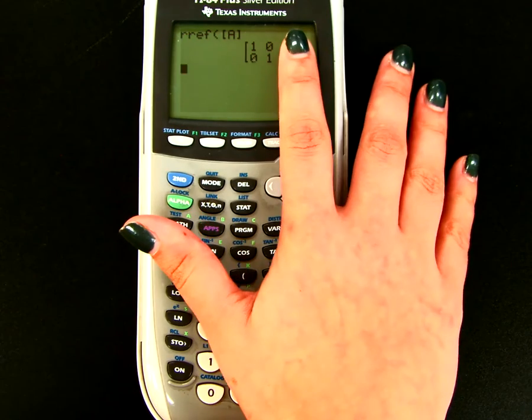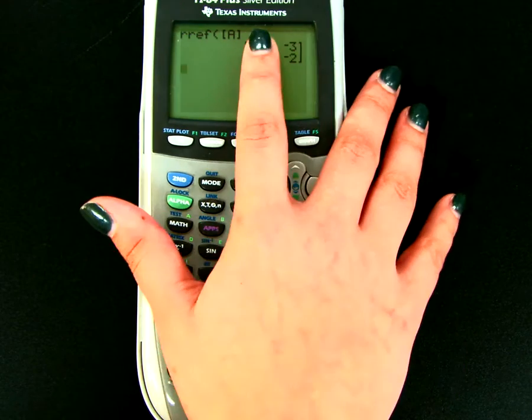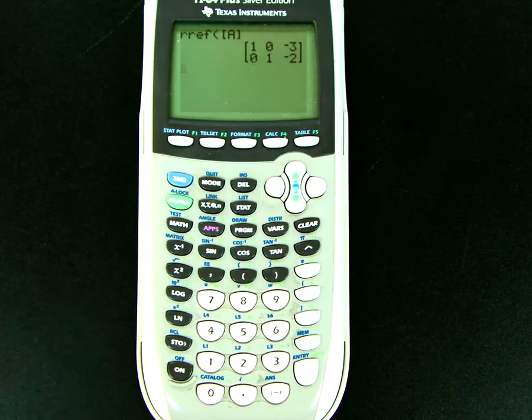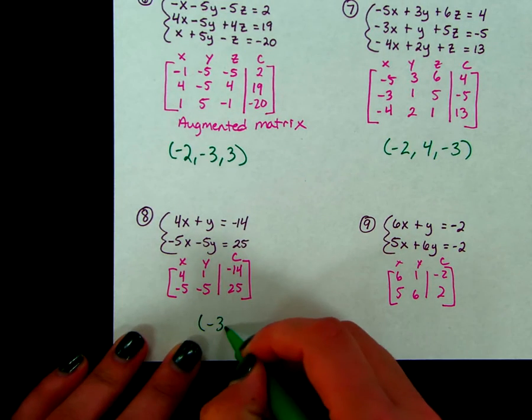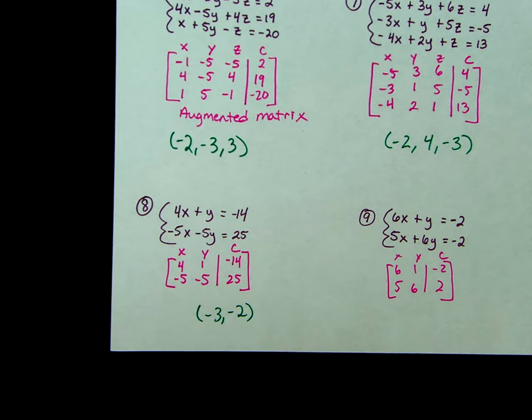Okay, so again I'm looking, so there's my identity matrix. So then my -3, -2, that's the point of intersection. So we would just write that down. So our intersection point is -3, -2. And that would be our answer, our solution to that problem.